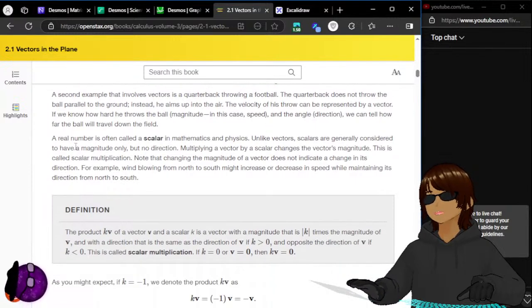A real number is often called a scalar in mathematics and physics. Unlike vectors, scalars are generally considered to have magnitude only but no direction. Multiplying a vector by a scalar changes the vector's magnitude. This is called scalar multiplication. Note that changing the magnitude of a vector does not indicate a change in its direction.